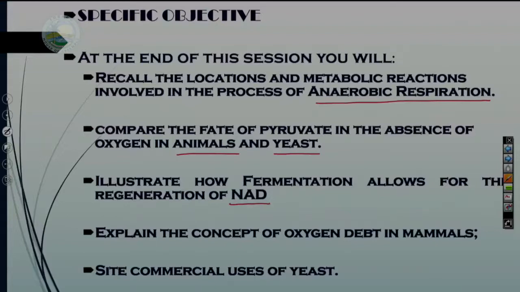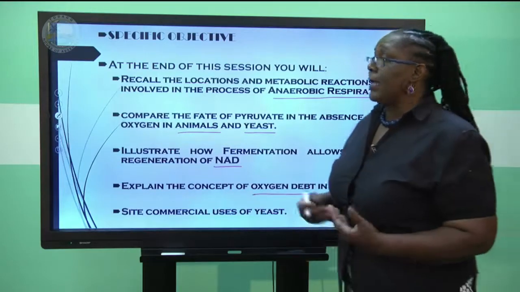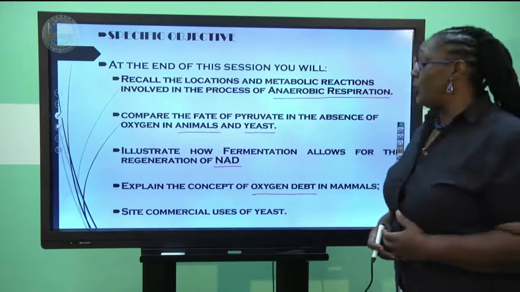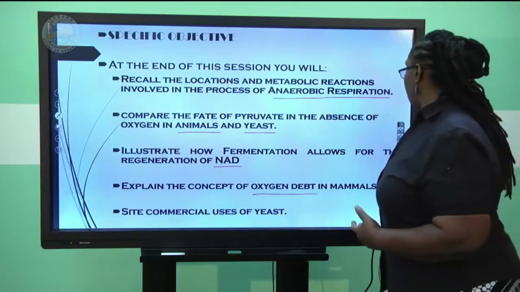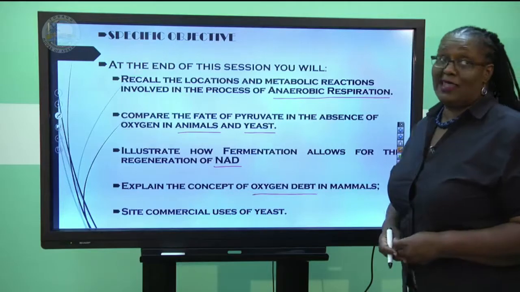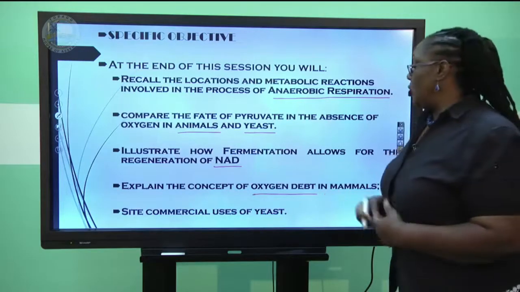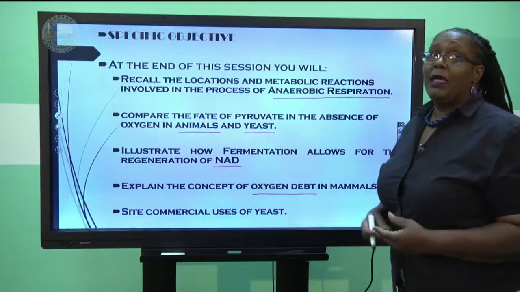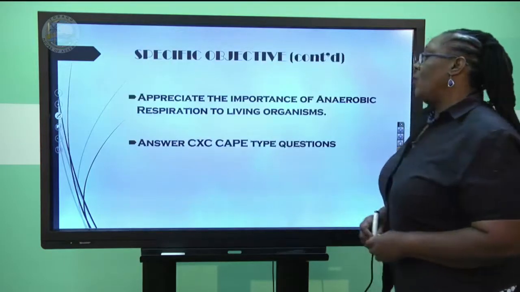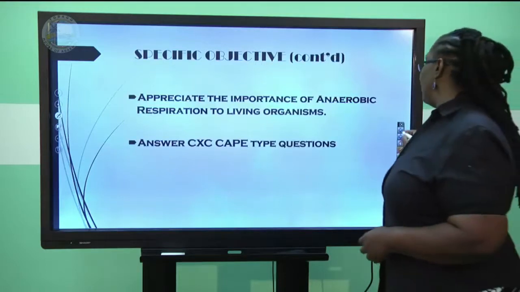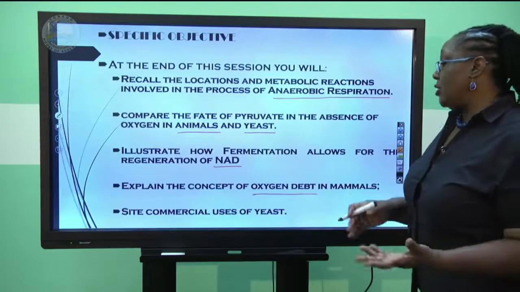Explain the concept of oxygen debt in mammals. The fact that we need to get that oxygen to break down the lactic acid, and note that lactate can also be broken down in your liver to form glucose and also to be stored as glycogen and even fat. Good? So if you have a buildup in lactate in the blood, the liver can actually break down lactate. We also wanted to, I think the last one, cite commercial uses of yeast.